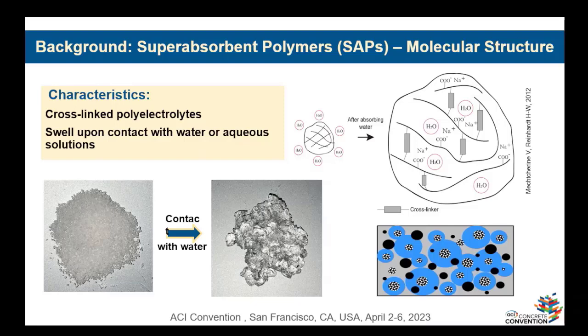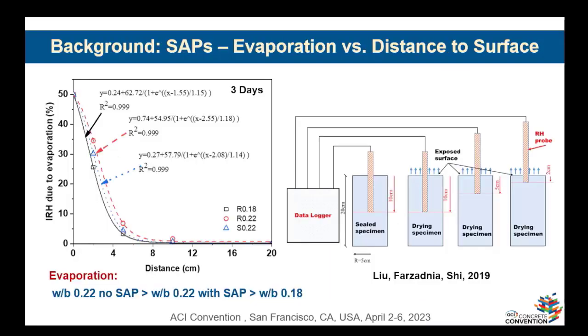And of course, the chemical properties of SAP would vary, and this changes the absorption and desorption capacity of SAP, which should be studied if you want to use it in 3D printing. Again, this is from my previous studies. We figured out that SAP has an important functionality in controlling the evaporation.